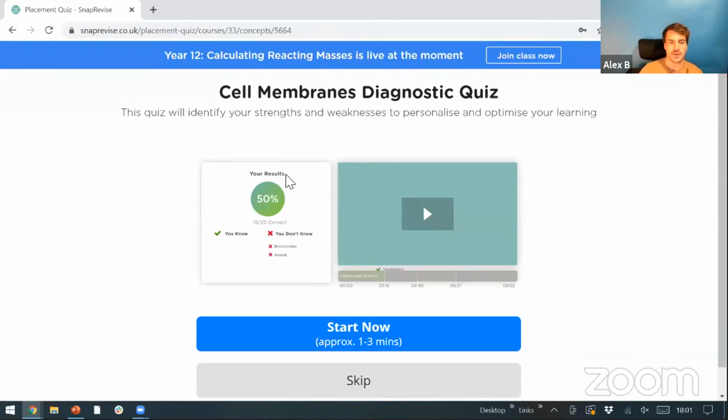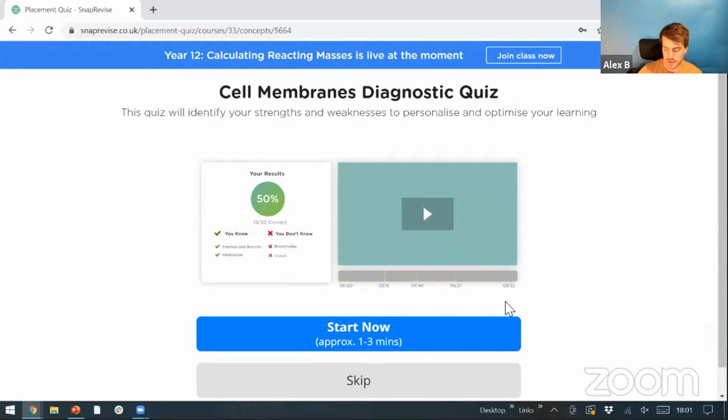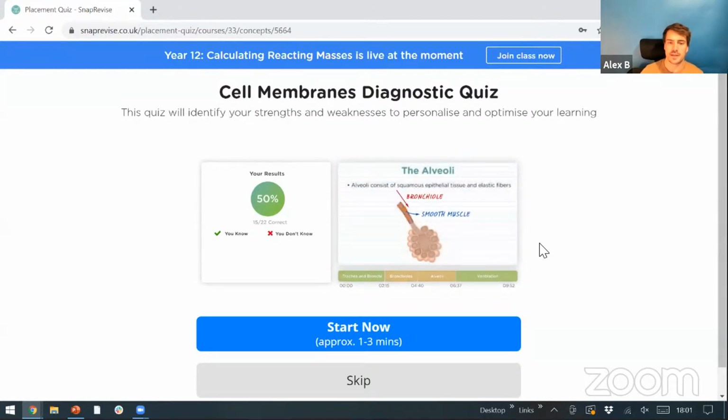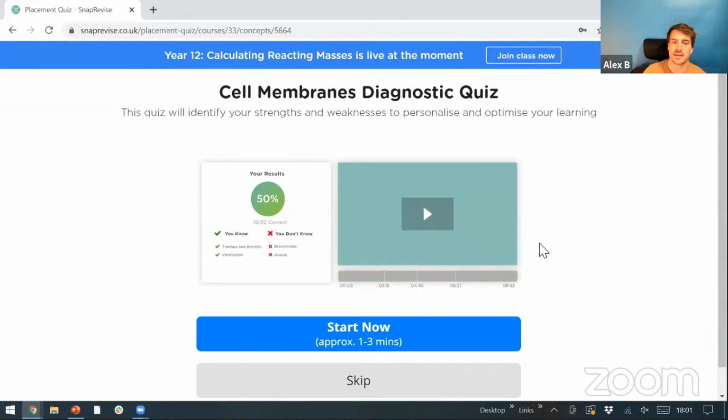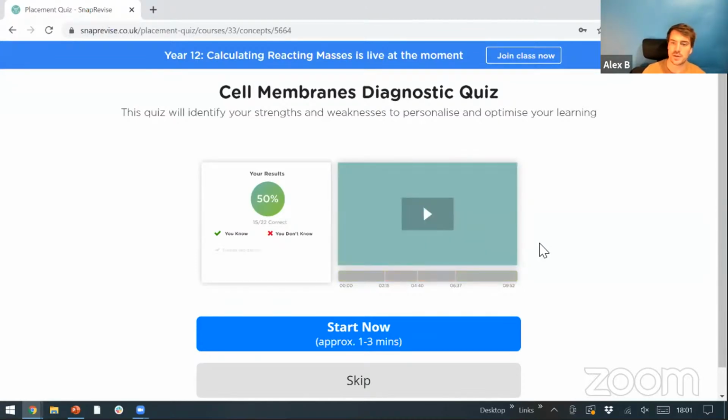This content is split up into topics, and what we have, which is a really useful thing, is that before you start looking over the topic, you can do a little diagnostic quiz, and this will tell you how well you know the topic before. That's really important because, like I mentioned before, the spec is so big that you need to be able to target your revision where it's most needed. So this will tell you which bits you know and which bits you don't know, so you can target your revision to the most useful bits.